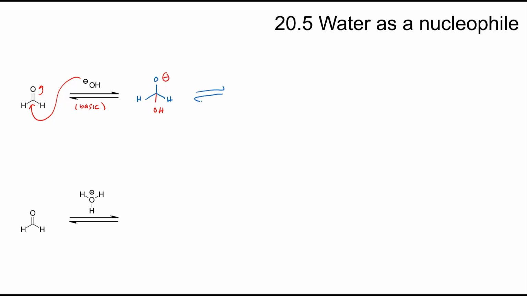So we get the anion of the O minus, and there's usually water present, which can do a proton transfer. And then we have the two OHs here. This product can also be made under acidic conditions. We get a proton transfer.